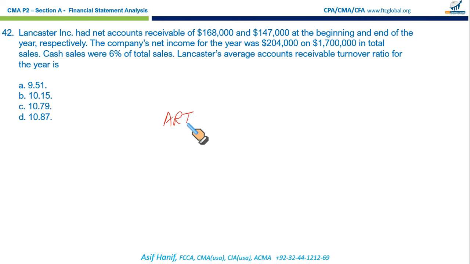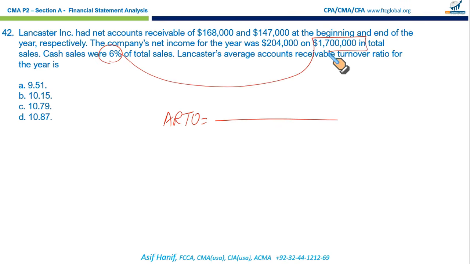Account receivable turnover ratio. We need credit sales, which is 6% is cash, 94% is credit. So 94% of 1.7 million, if you calculate, it's 1.598 million.